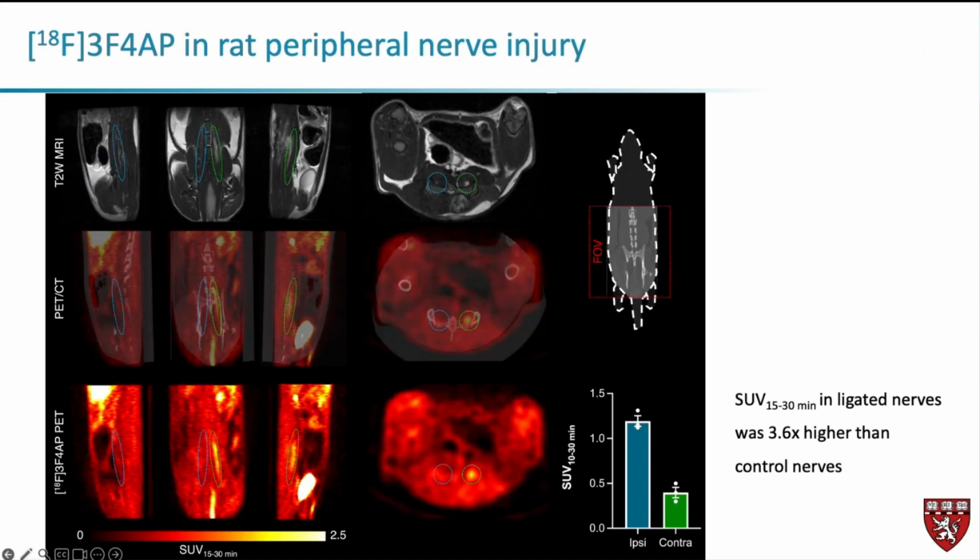We did multimodal MRI and PET-CT imaging. The MRI showed that the nerve was swollen, and there was also swelling in the muscle around the surgical site. And then PET showed very bright signal along the ligated nerve, but not on the contralateral nerve. We were able to quantify about a 3.6-fold increase based on the PET.